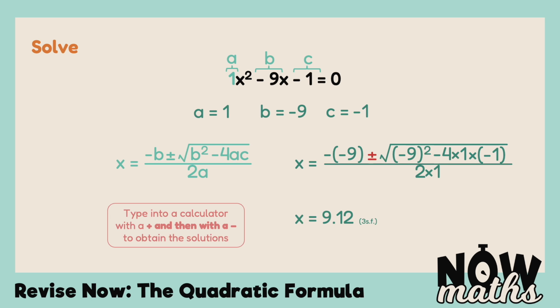If we then go back and change that plus into a minus, where the plus or minus symbol is, we can have a surd solution of 9 subtract root 85 over 2, or using the surd to decimal button, x equals -0.120 to 3 significant figures. So again, we have two distinct solutions of x equals 9.12 or x equals -0.120 to 3 significant figures.